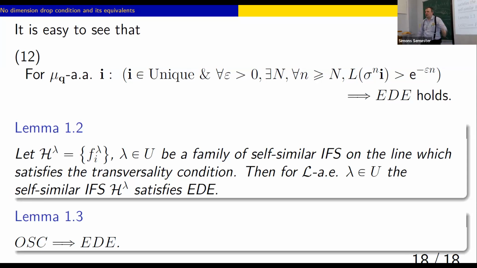But the dimension result, is it for all lambda? The dimension? Almost all lambda. Actually, here, this is the no open set condition.